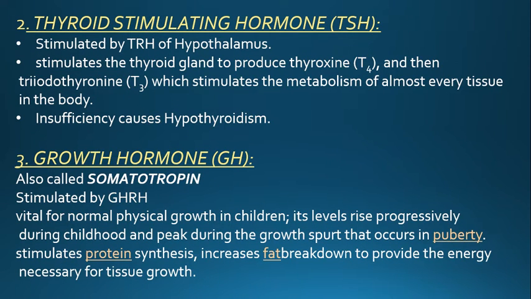Thyroid stimulating hormone. Thyroid stimulating hormone is stimulated by thyroid releasing hormone of the hypothalamus. It stimulates the thyroid gland and increases the production of thyroxine and triiodothyronine, T4 and T3 respectively. What these hormones do is they stimulate, maintain, or regulate the metabolism of almost every tissue of the body. So whenever these hormones are increased, the metabolic rate of the body is increased, and whenever these are decreased, the metabolic rate is decreased.